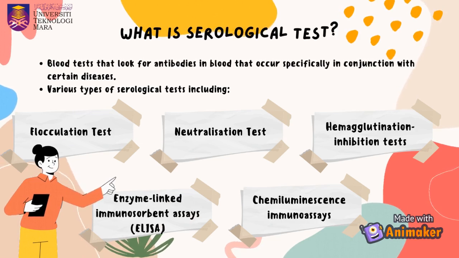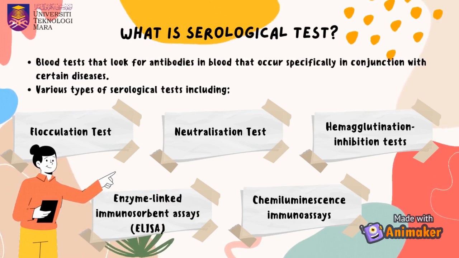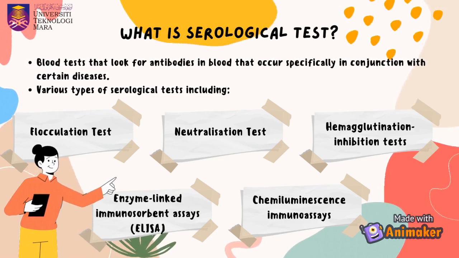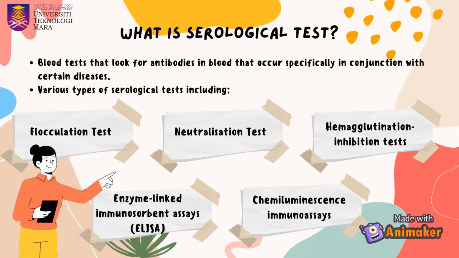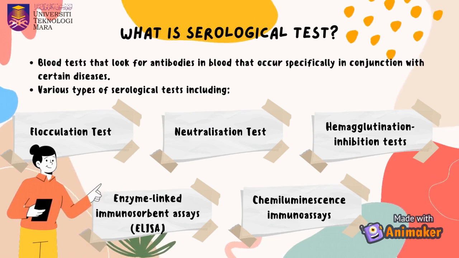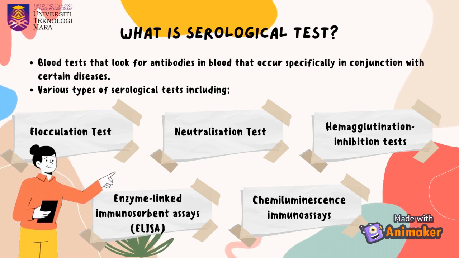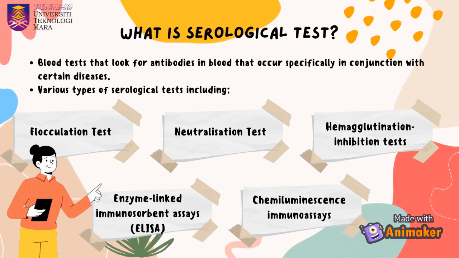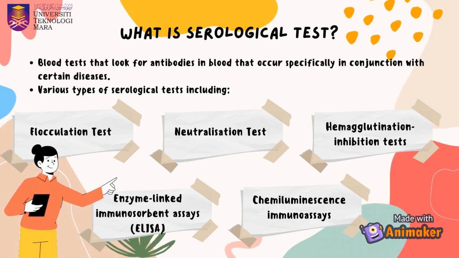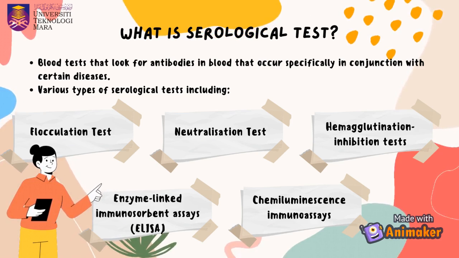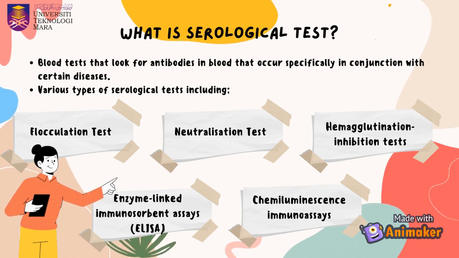What is serological testing? Serological tests are blood tests that look for antibodies in blood that occur specifically in conjunction with certain diseases. There are different types of serological tests, including flocculation tests, neutralization tests, hemagglutination inhibition tests, enzyme-linked immunosorbent assays, ELISA, and chemiluminescence immunoassays.